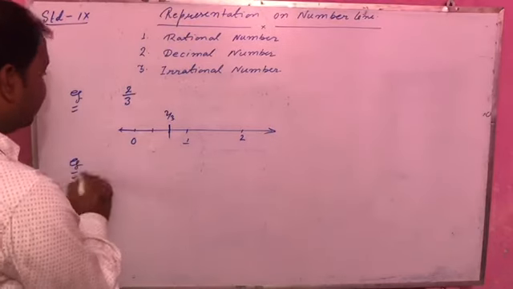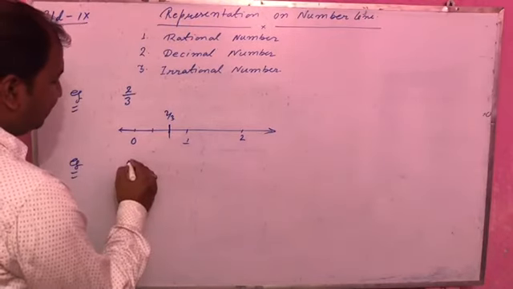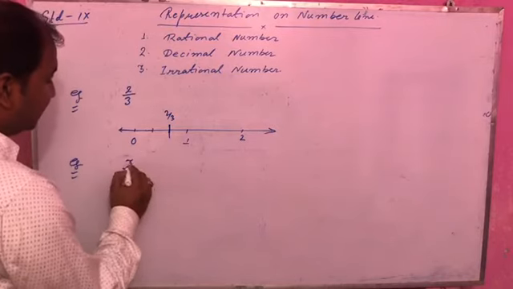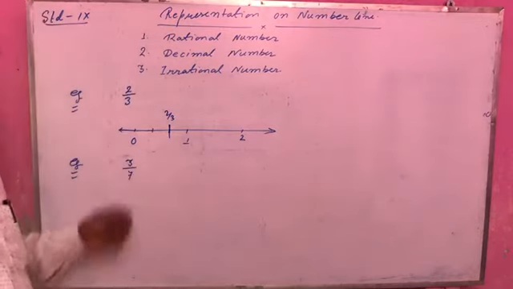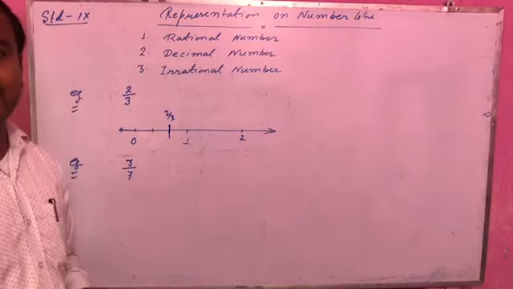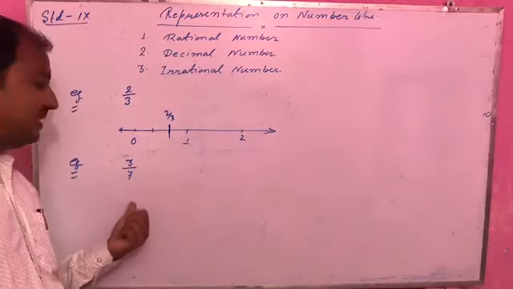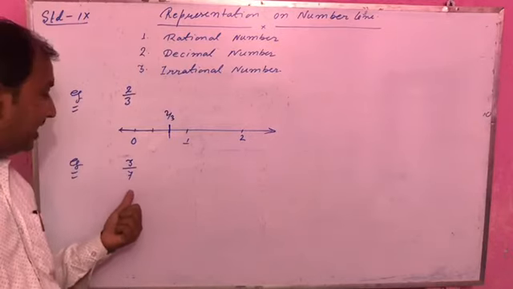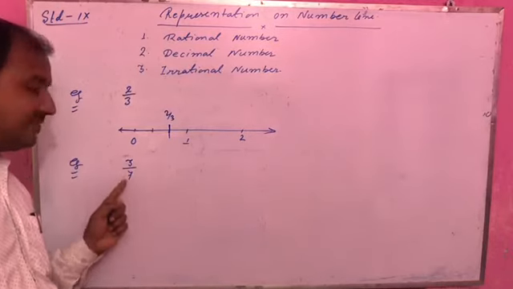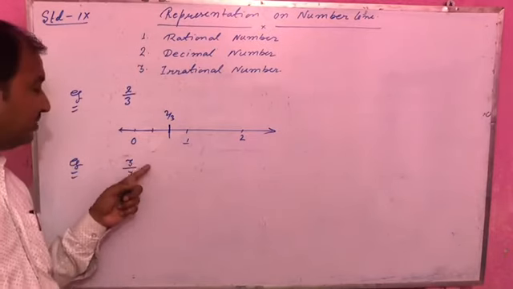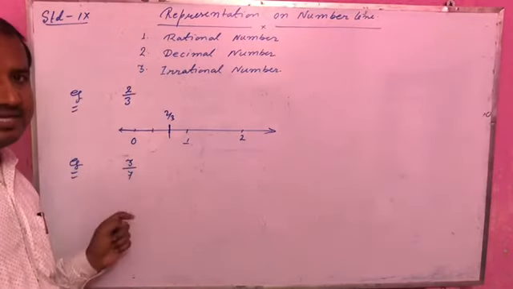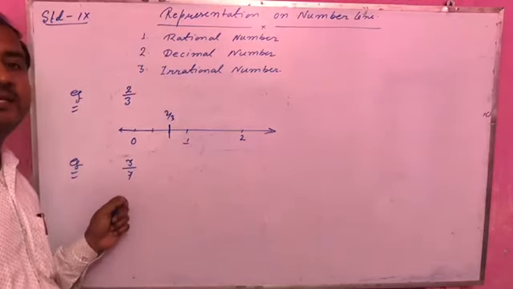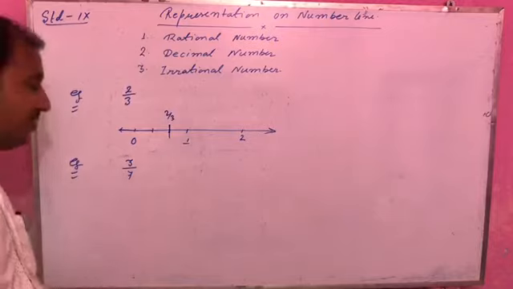Take some more examples. Suppose you have to represent 3/7. Again, at first we will see, this is positive, means right of the 0. And less than 1, 7 एक बार भी नहीं आ रहा है, मतलब this is less than 1 and more than 0. More than 0 and less than 1 means it must lie between 0 and 1.